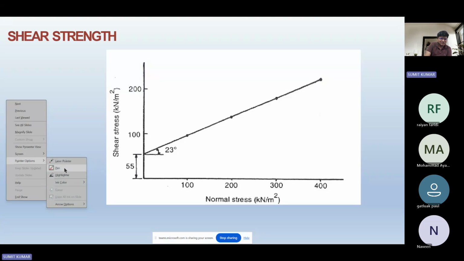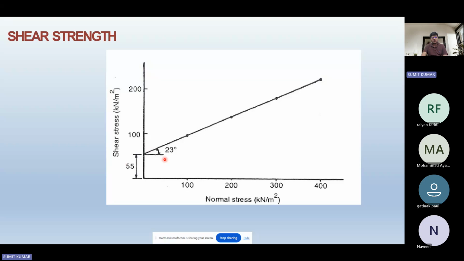You can see from this figure only, the intercept on the y-axis, 55, is said to be cohesion, that is 55 kilonewton per meter square is the cohesion value, and the angle it made with the horizontal axis is 23 degree. So 23 degree is said to be the angle of internal friction for this respective case. It is very important to mention over here that in the direct shear test the drainage control is not there. Hence that is also one of the limitations of the direct shear test.